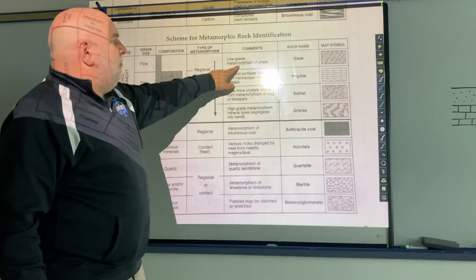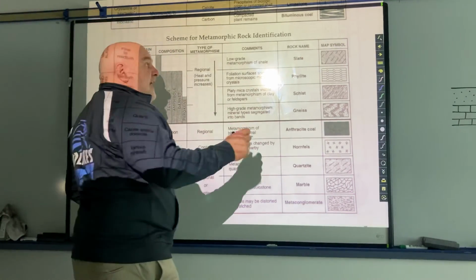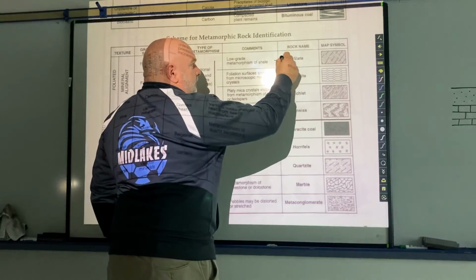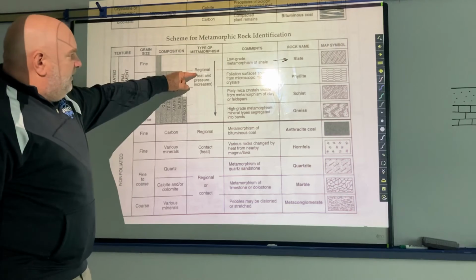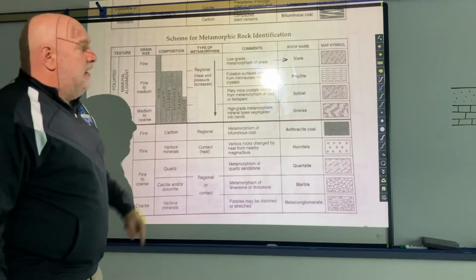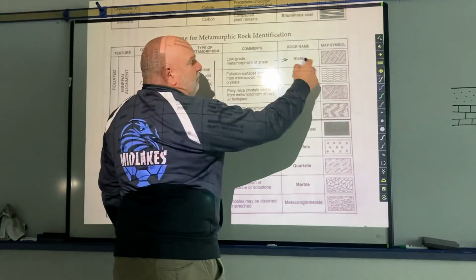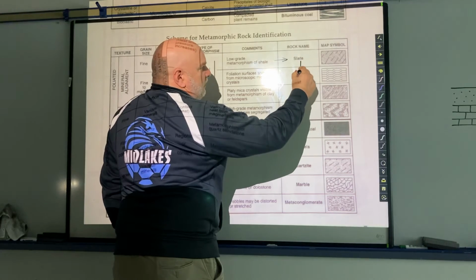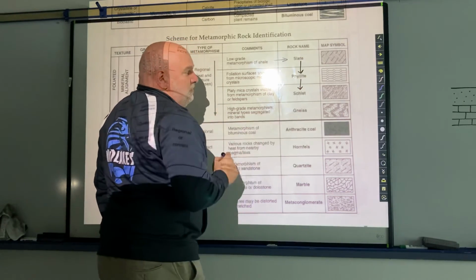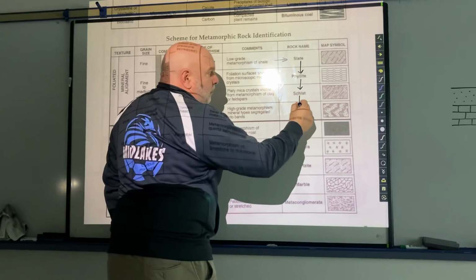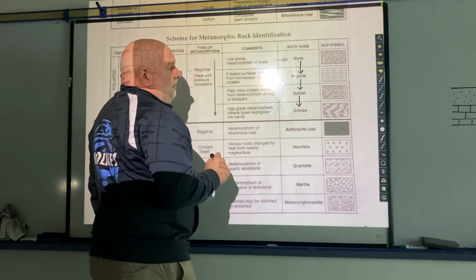Here it says low-grade metamorphism of shale. So if I take shale and expose it to some heat and pressure, it turns into a slate. But if you look here, it says heat and pressure increases. So if I take that and expose it to more heat and pressure, it turns into a phyllite. Exposed to more heat and pressure, it would turn into a schist. Exposed to more heat and pressure, it would turn into a gneiss.